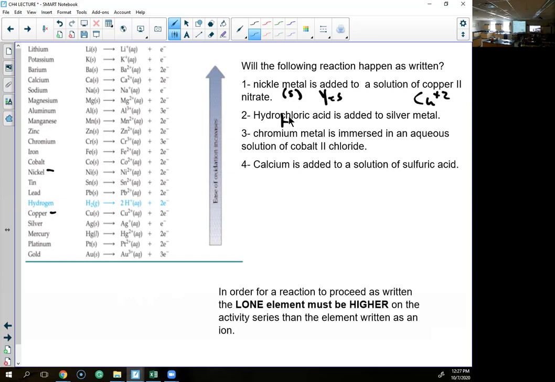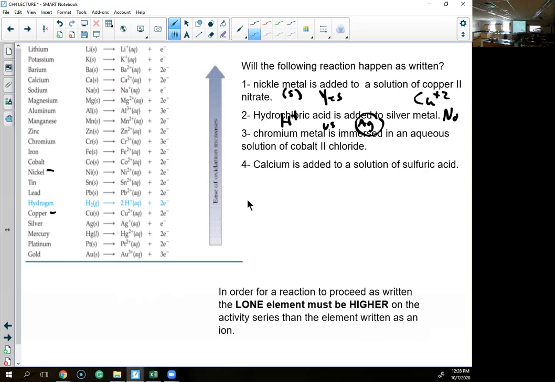Okay, we have H plus versus Ag. Is the lone element higher than hydrogen? No. So number 2, no reaction. Who's 2 for 2 so far? I'm winning. You don't even know if you're 2 for 2?